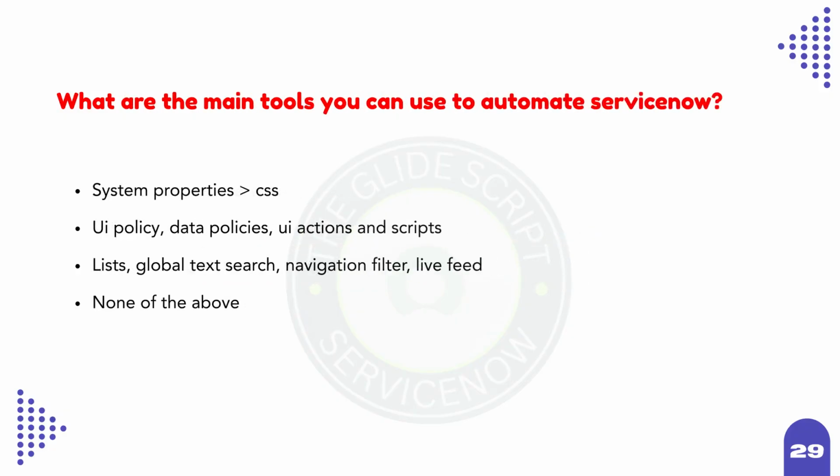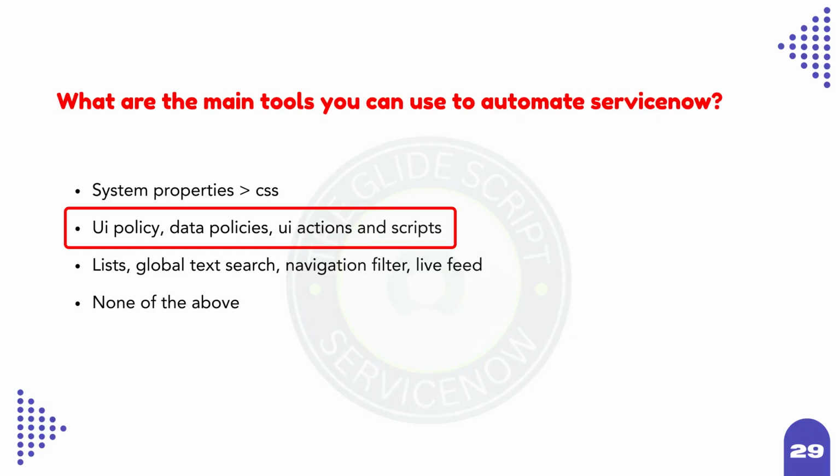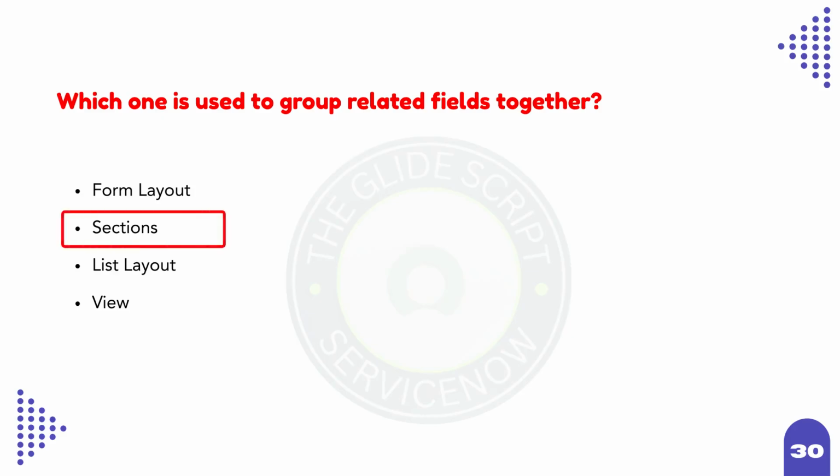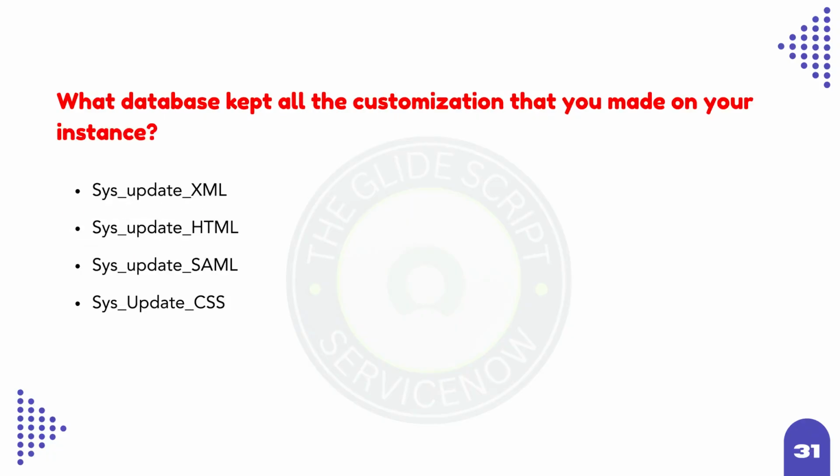Next question is what are the main tools you can use to automate ServiceNow? Correct option is UI policy, data policies, UI actions and scripts. So these are the main tools you can use to automate ServiceNow. Next question is, which one is used to group related fields together? And the correct option is the sections. And it is used to group related fields together on a form.